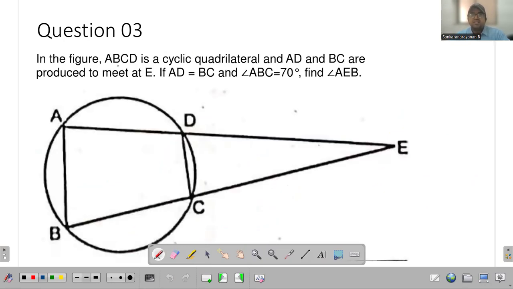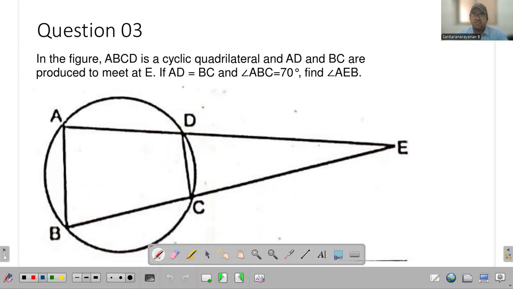In the figure, it's given ABCD is a cyclic quadrilateral. It's given AD and BC are produced to meet at E. It's given AD is equal to BC and angle ABC is equal to 70 degrees. You are asked to find the measure of angle AEB.